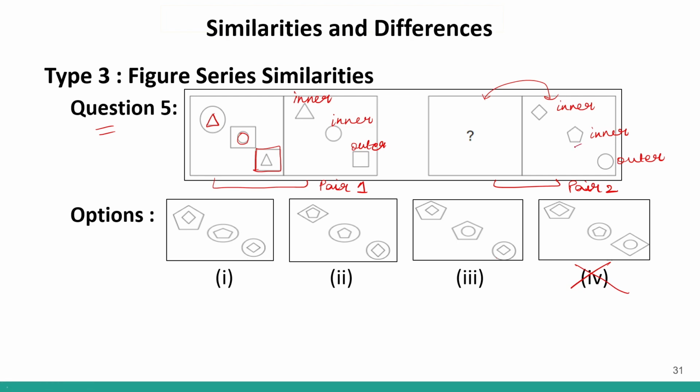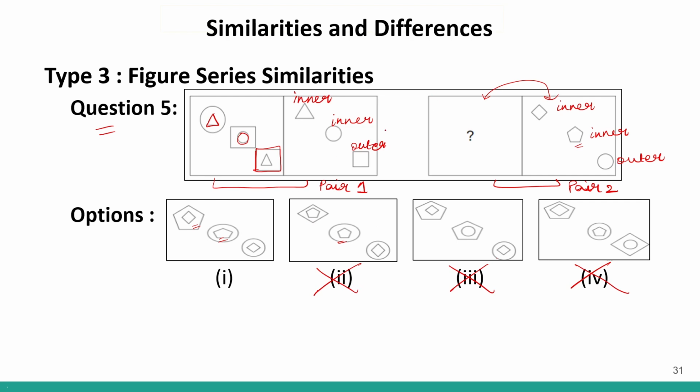Now if we see that pentagon should be the inner image. So pentagon is inner, pentagon is inner. So option number 3 is also eliminated. Then we have to see the diamond. Diamond should be the inner image. So here we have diamond as the inner image. Here we do not have diamond as the inner image. So option number 2 is also eliminated.